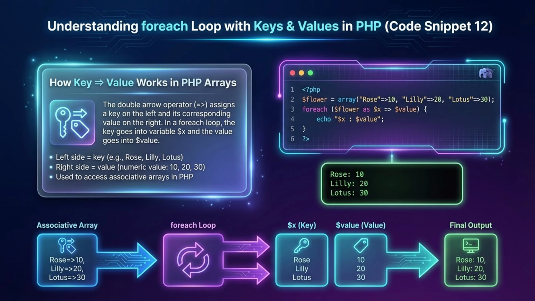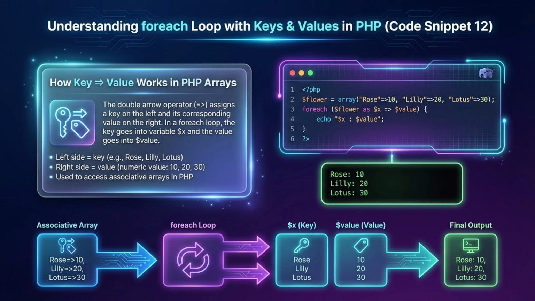For example, in the array $flower = array(rose => 10, lily => 20, lotus => 30), the words rose, lily, and lotus act as keys, while the numbers 10, 20, and 30 are their corresponding values. When PHP runs a foreach loop that uses the format foreach ($flower as $x => $value), PHP automatically assigns the key to the variable $x and the matching numeric value to the variable $value. This means you get access to both pieces of information inside the loop without doing any manual indexing or mapping.